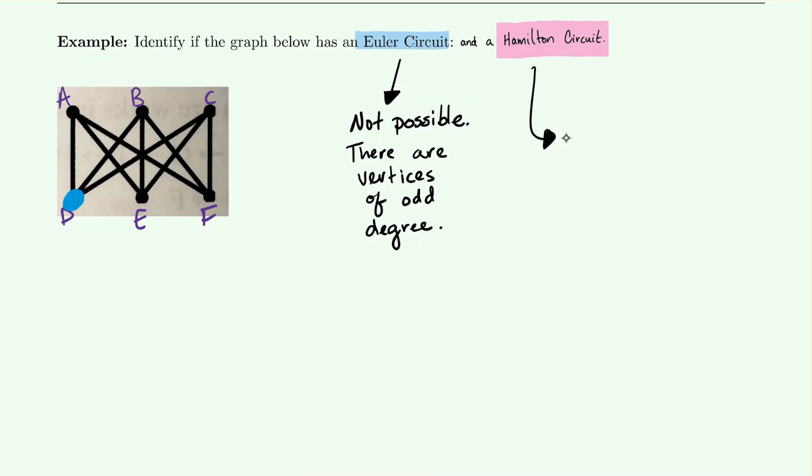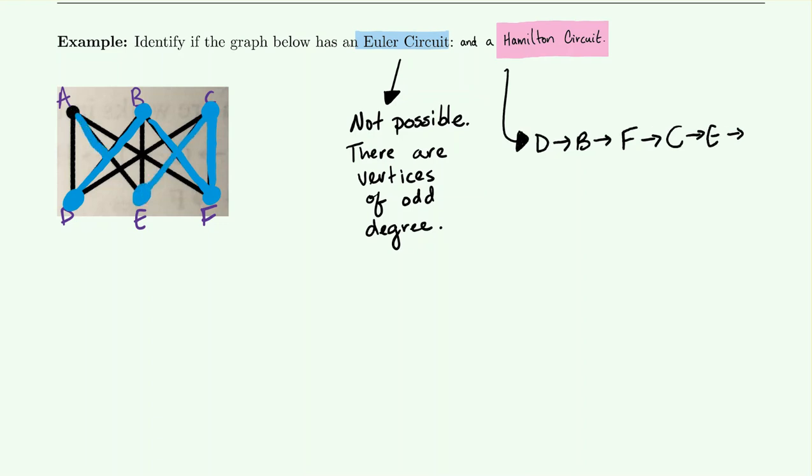In this, let's start at vertex D, and suppose if we went from D all the way to B, from B to F, from F to C, then from C to E, from E to A, and from A back to D. And this is a Hamilton circuit because it's a circuit of the graph that visits every vertex exactly one time.